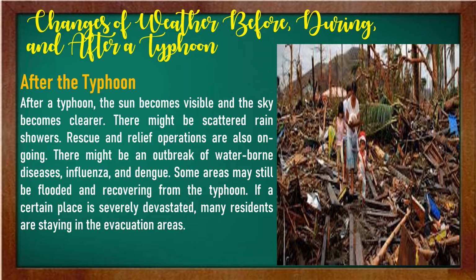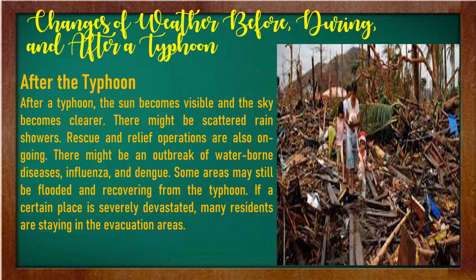After a typhoon, the sun becomes visible and the sky becomes clearer. There might be scattered rain showers. Rescue and relief operations are also ongoing. There might be an outbreak of waterborne diseases, influenza, and dengue. Some areas may still be flooded and recovering from the typhoon. If a certain place is severely devastated, many residents are staying in the evacuation areas.